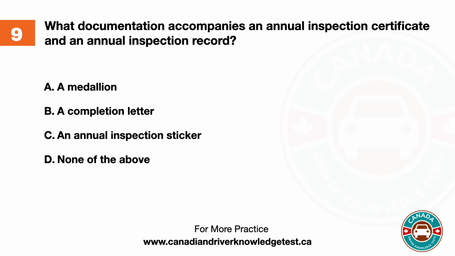Question 9. What documentation accompanies an annual inspection certificate and an annual inspection record? A. A medallion. B. A completion letter. C. An annual inspection sticker. D. None of the above. The answer is C. An annual inspection sticker.